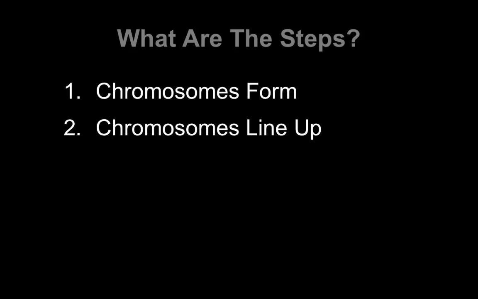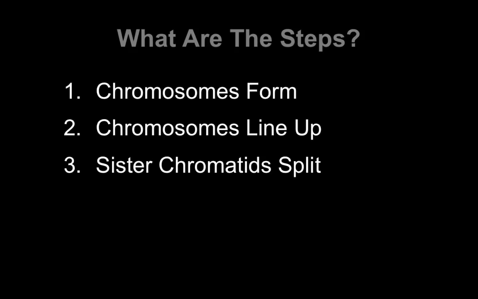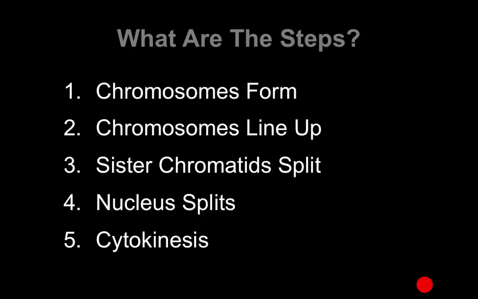So what are the steps in mitosis? We're going to go through each one of these individually. But basically, the chromosomes form. The chromosomes are going to line up. Then they're going to split. The nucleus is going to split. And cytokinesis is going to occur to create two new cells.